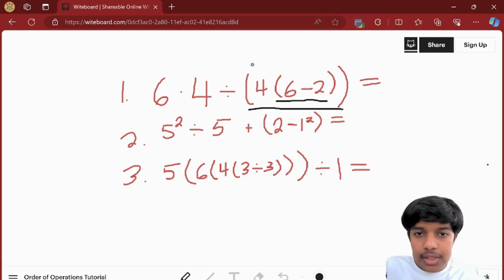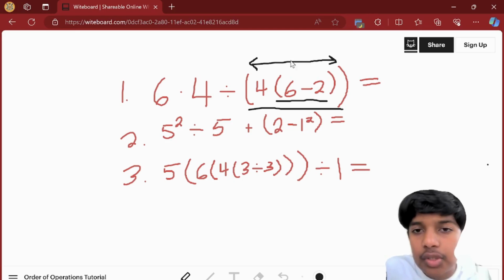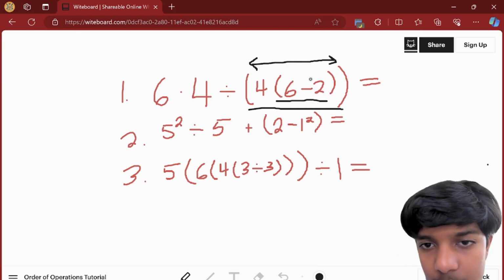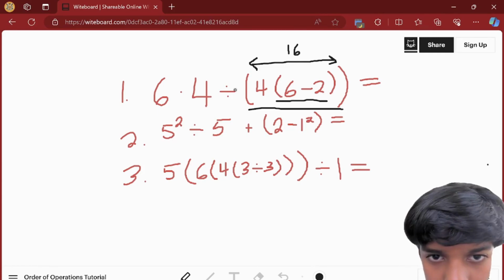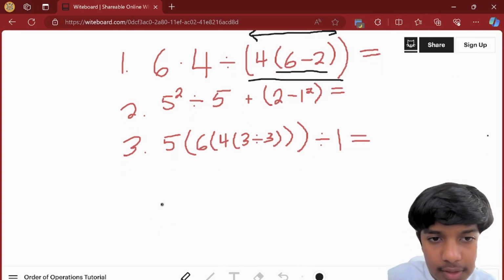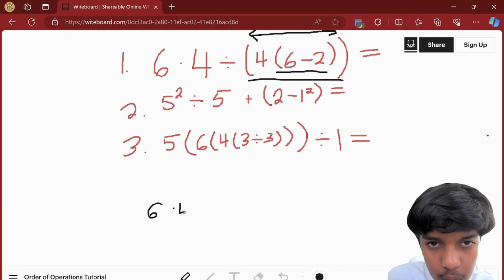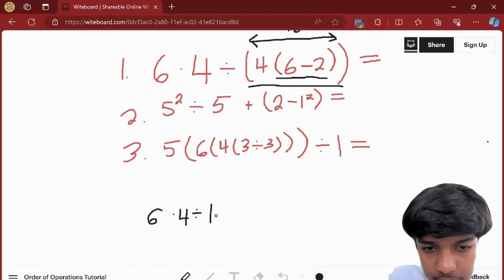And so since we solved 6 minus 2, we're supposed to solve that first, since that's inside the parentheses in 4 times their difference. So since 6 minus 2 is 4, just like I told you, 4 times 4 is going to be 16. And then we do left to right, remember? So it's now going to be 6 times 4, the whole expression, 6 times 4 divided by what we got, so 16.